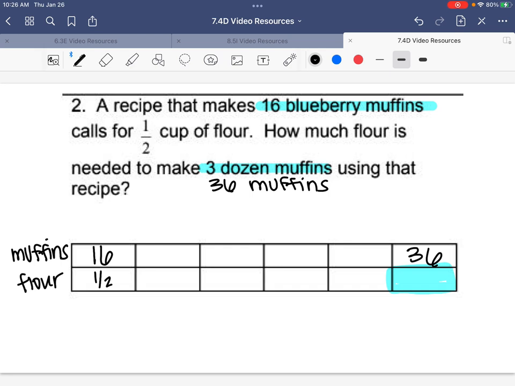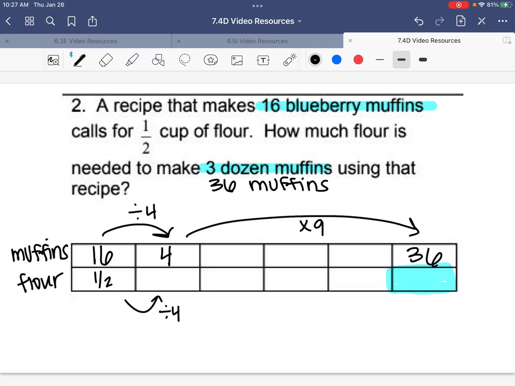So I am not sure how to go from 16 to 36 multiplicatively, but I know I can scale down. If I scale down to 4, then I'll be able to scale back up by 9. So if I scale from 16 to 4 by dividing by 4, I'll be able to scale up by 9 to get to 36. So I need to do 1/2 divided by 4.